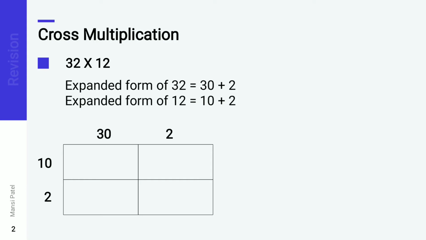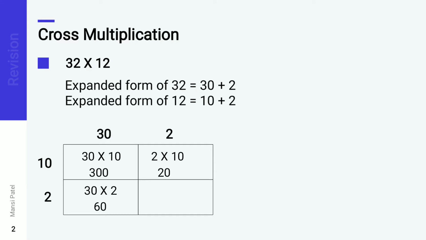Now in the first box, do the multiplication of 30 and 10. So 30 multiplied by 10 is equal to 300. Now in the second box, do the multiplication of 2 and 10. 2 multiplied by 10 is 20. Now in the third box, you do the multiplication of 2 and 30, or we can say 30 multiplied by 2. So 30 multiplied by 2 is equal to 60.